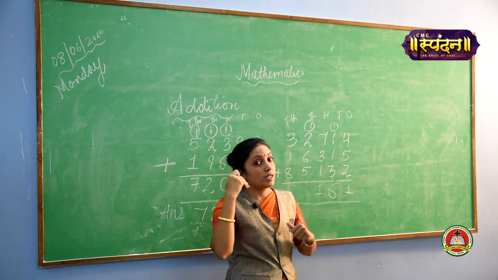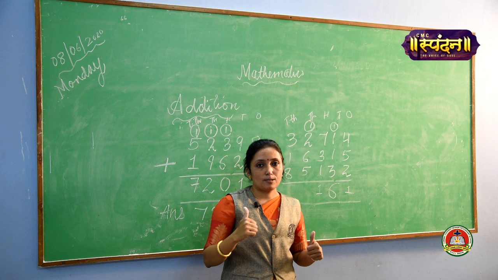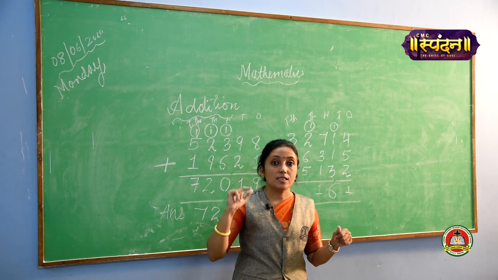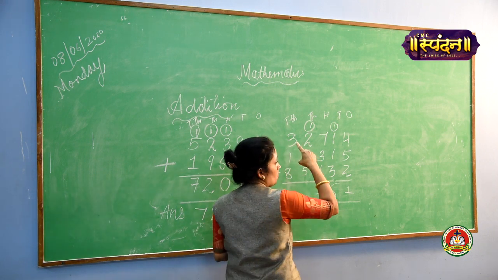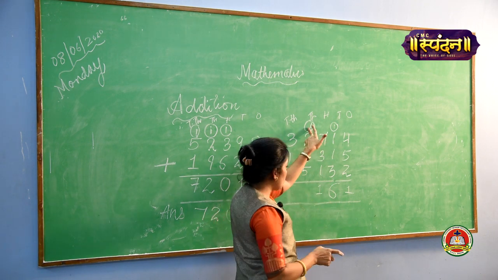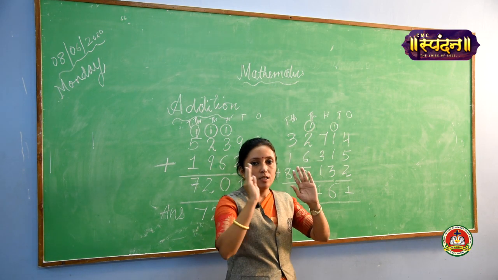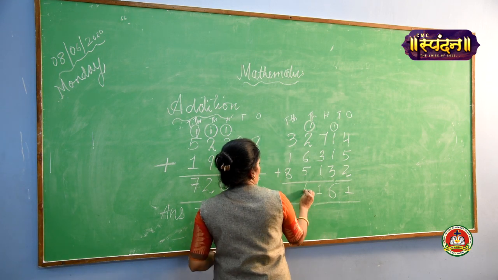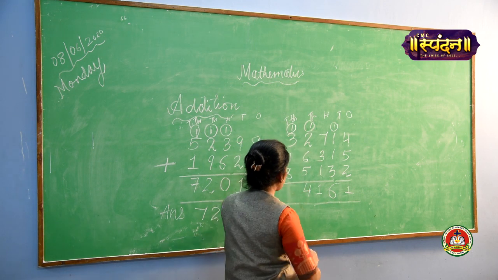Let me check it in another way. 6 plus 5 means 7, 8, 9, 10, 11. 11 plus 2, 13. 13 plus 1, 14. Again the same answer. So, I have just changed the places, but the answer is going to be the same. So, 14. 4 here. Carry over 1 here.